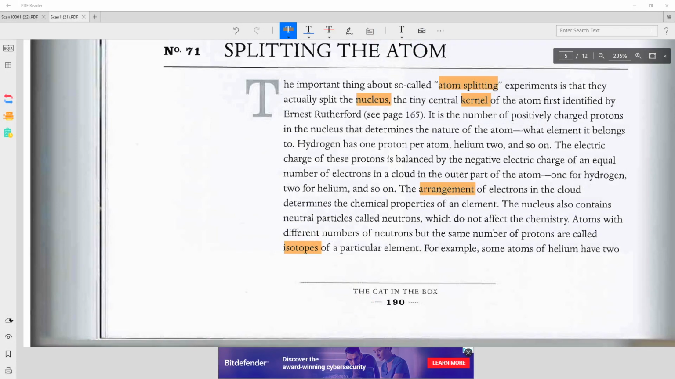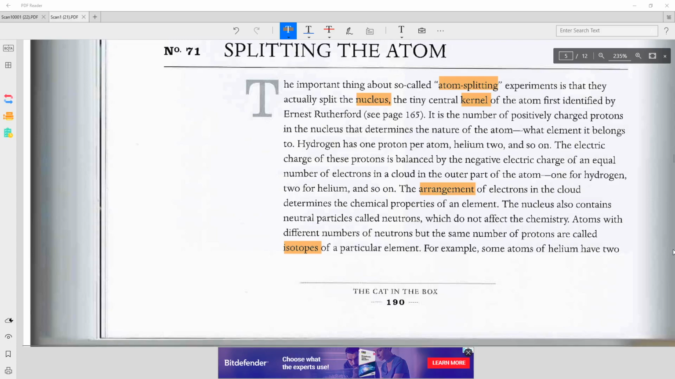The important thing about so-called atom splitting experiments is that they actually split the nucleus, the tiny central kernel of the atom first identified by Ernest Rutherford. It is the number of positively charged protons in the nucleus that determines the nature of the atom, what element it belongs to. Hydrogen has 1 proton per atom, helium 2, and so on. The electric charge of these protons is balanced by the negative electric charge of an equal number of electrons in a cloud in the outer part of the atom, 1 for hydrogen, 2 for helium, and so on.